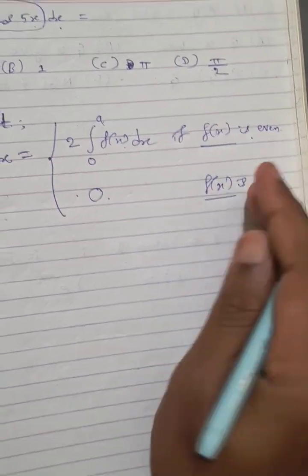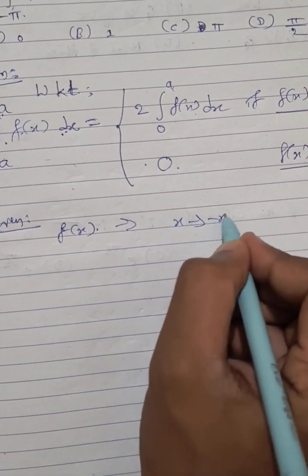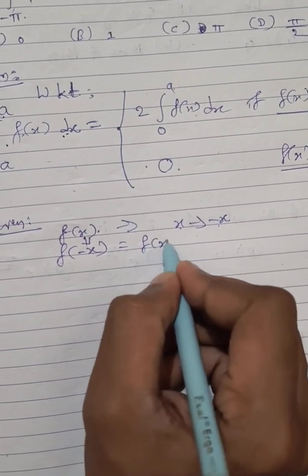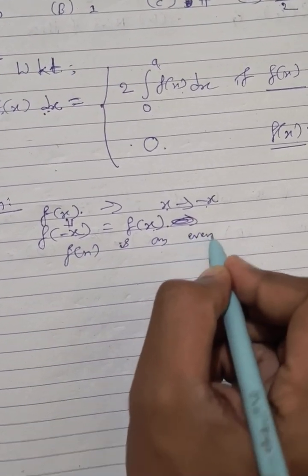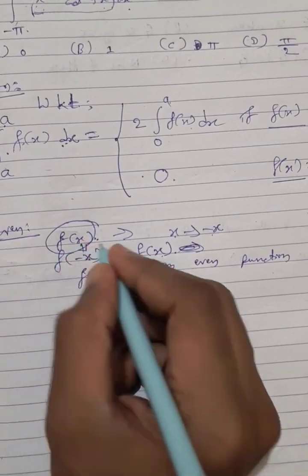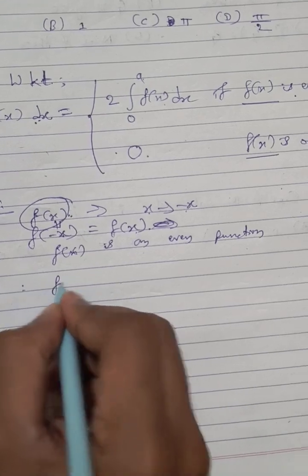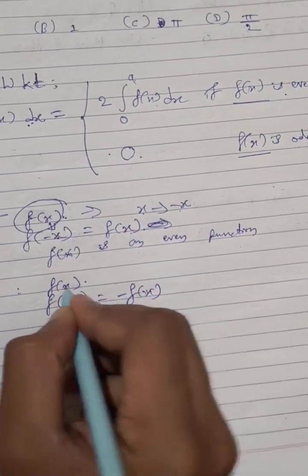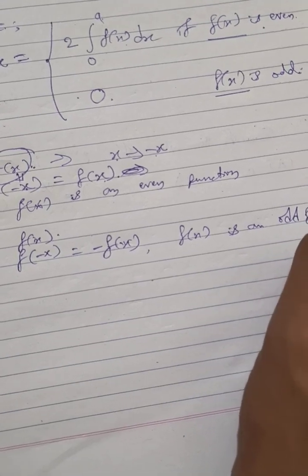Now let us understand even and odd functions. Even function means, whenever you have f of x as a function, if you replace x by minus x in f of x and the answer is again f of x only, then we say that f of x is an even function. Similarly, odd function means, if you replace x by minus x and you get minus f of x, then we say that f of x is an odd function.